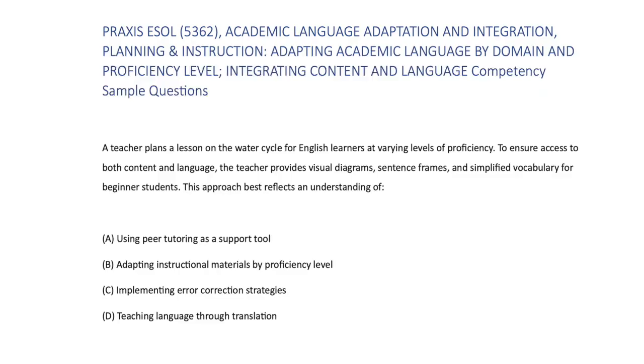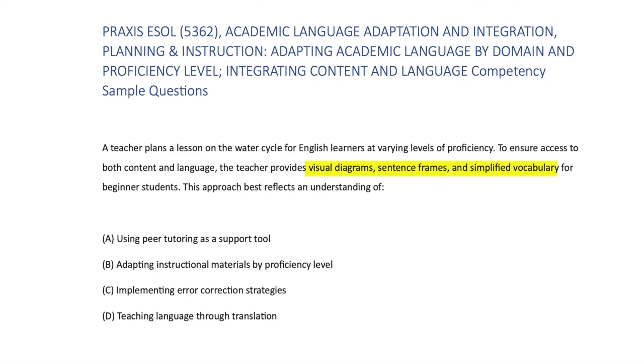A teacher plans a lesson on the water cycle for English learners at varying levels of proficiency. To ensure access to both content and language, the teacher provides visual diagrams, sentence frames, and simplified vocabulary for beginner students. This approach best reflects an understanding of A. Using peer tutoring as a support tool, B. Adapting instructional materials by proficiency level, C. Implementing error correction strategies, or D. Teaching language through translation.